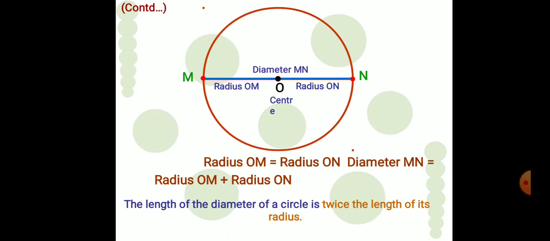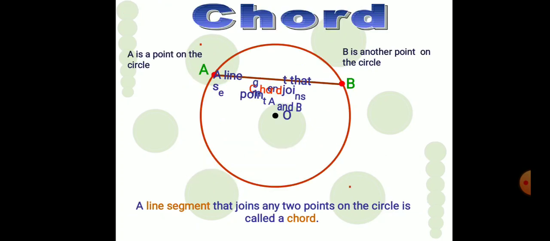You can see here we have two radii, OM and ON. The radii OM and ON are of equal length. So you can write the diameter MN is equal to radius OM plus radius ON, which means the length of the diameter of a circle is twice the length of its radius. These are the things we learned already in our earlier classes.